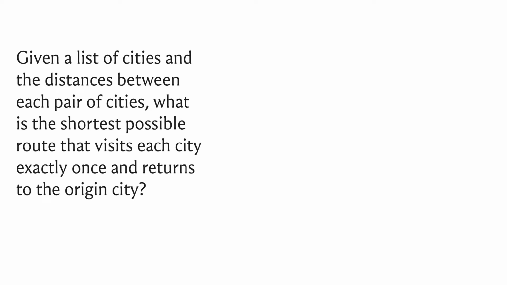So in this problem, you're given a list or a set of n cities or locations, and you're also given the costs of traveling between any pair of these locations. In the symmetric version, you might assume that the cost of traveling from A to B is the same as the cost of traveling from B to A for any two cities A and B. And in the asymmetric version, you drop this assumption. So the cost of going from A to B may be different from the cost of going from B to A.